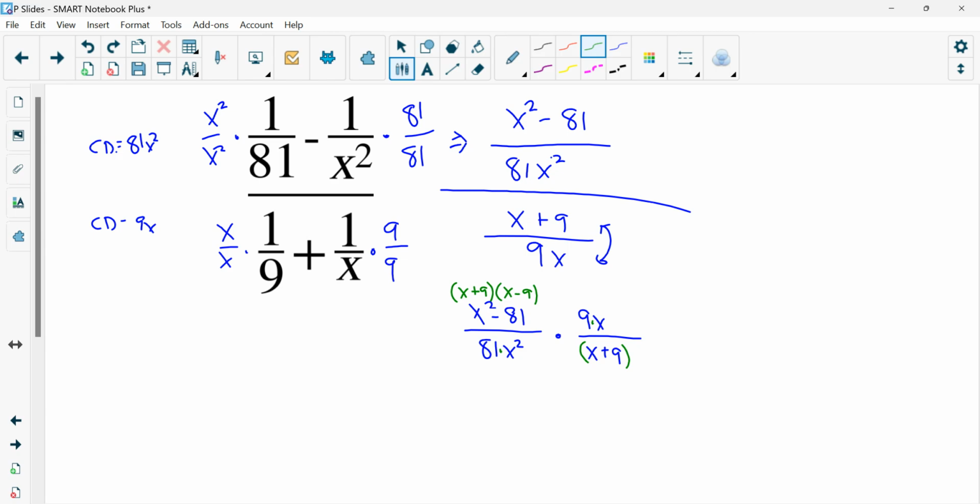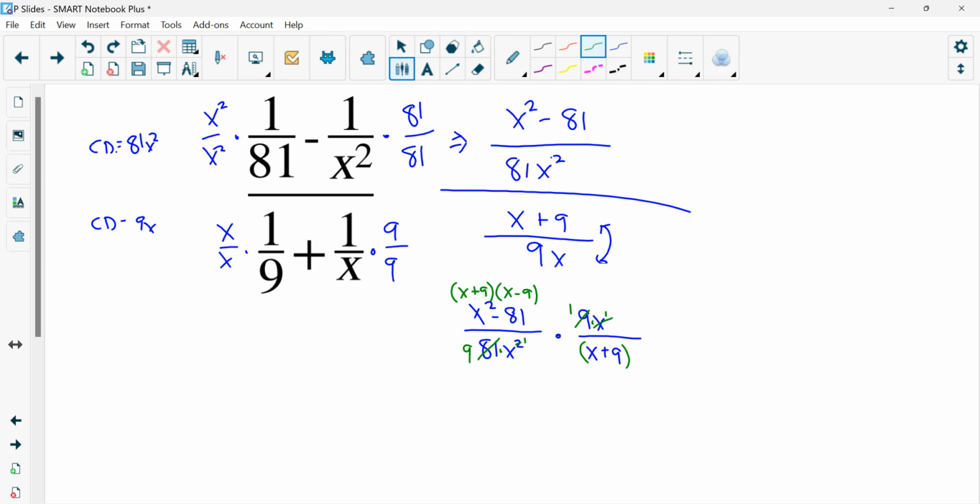So what cancels out right away? You can see. Okay, so the 9 with the 81. 9 goes into 9 one time. 9 goes into 81 9 times. Then I have x to the first over x to the second. So this x totally goes away, and this becomes then x to the first.